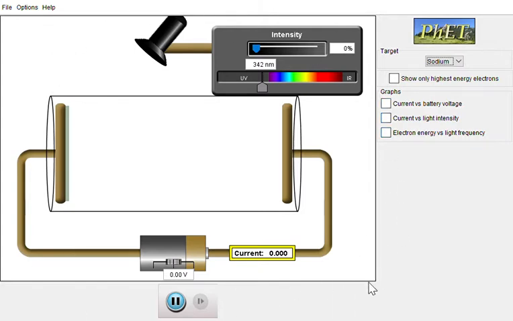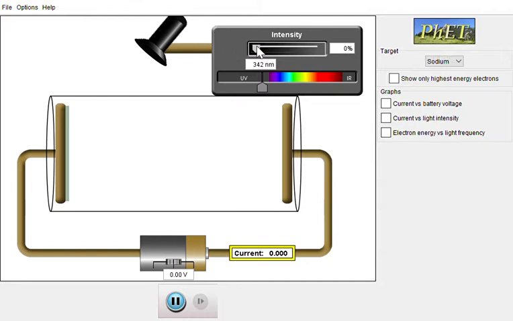And you're going to use this PhET application to collect data and use that data to come up with a value for Planck's constant. So this is how the application works. When you open it, you get this screen, and we can see several controls on it.